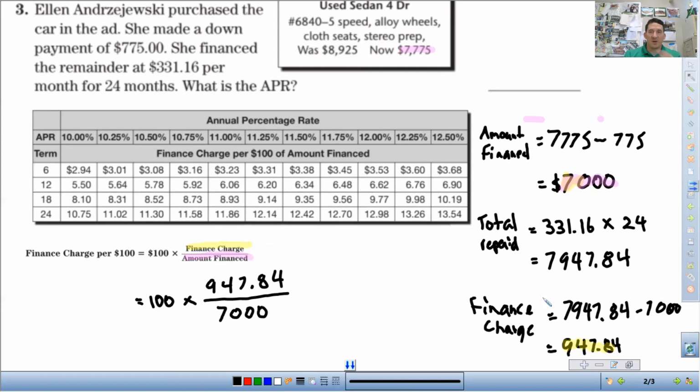So when you do this in your calculator, it's probably easier to do this part first. So do 947.84 divided by 7,000, and then times it by 100. So that comes out to 13.54.